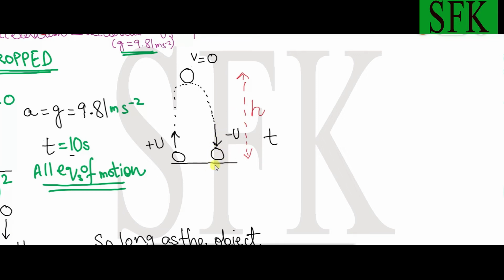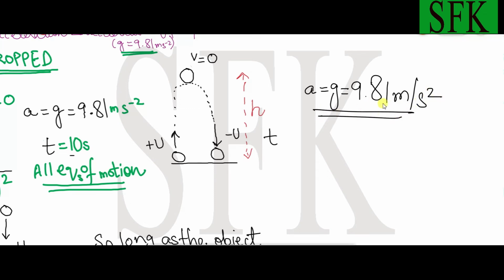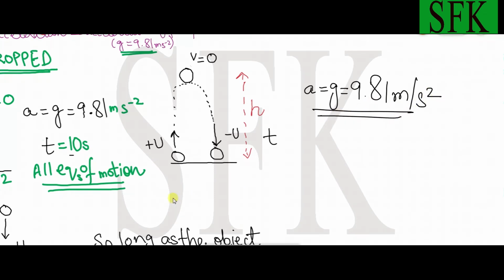And finally, it reaches the Earth's surface. Again, height is given, time is given, velocities initial and final are given, so equations of motion can be applied over here as well. Because acceleration, again, is equal to the acceleration of free fall, which is constant because we are assuming air resistance to be negligible. And for the Earth, it's 9.81 meters per second squared.